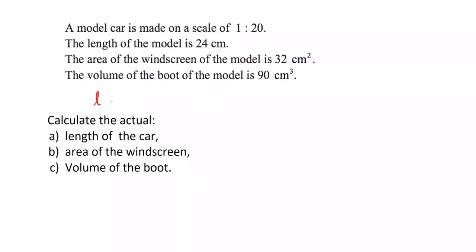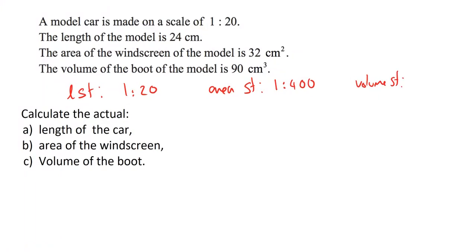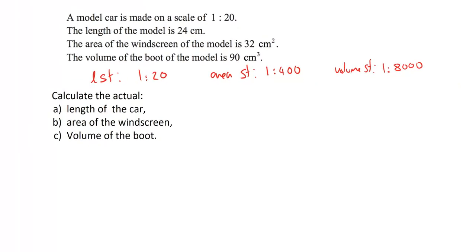So the length scale factor is given to us. It's 1 to 20. The area scale factor will be that squared, so that will be 1 to 400. And the volume scale factor will be 1 to 20 cubed, so that's going to be 1 to 8,000. Okay, so that's our first piece of work. Let's see if we can work out each of these just using that. This looks to be a little bit simpler.